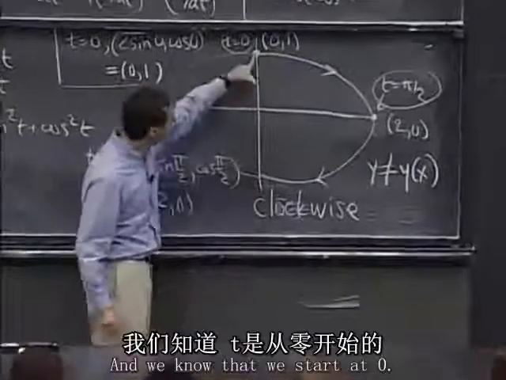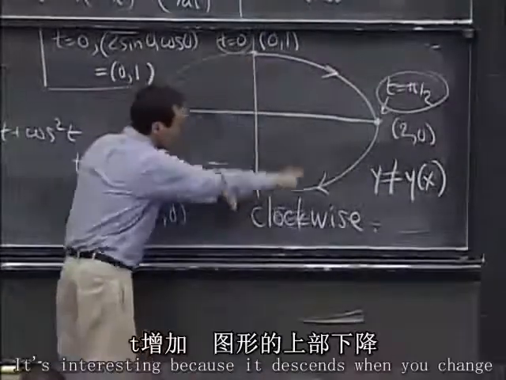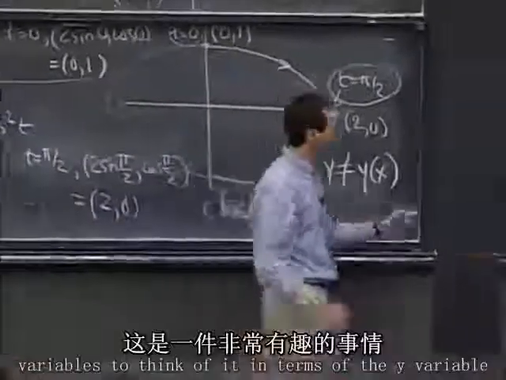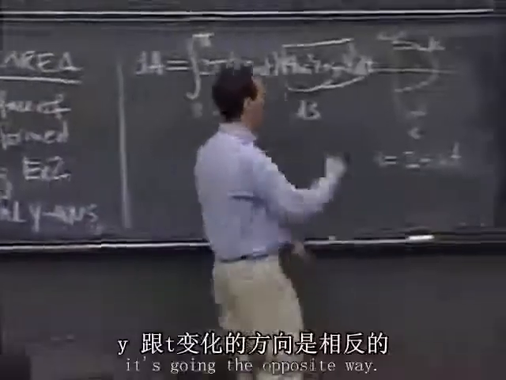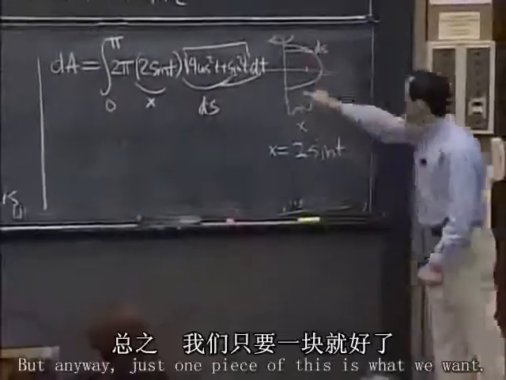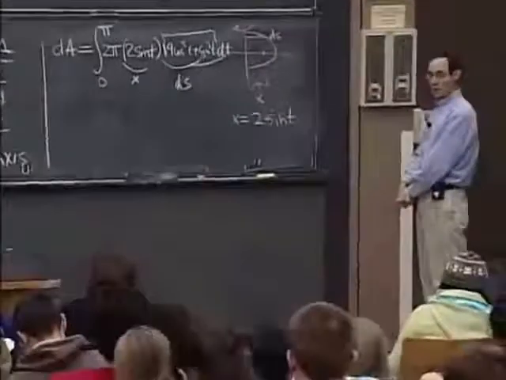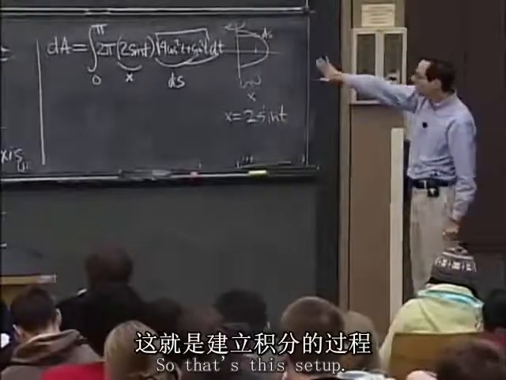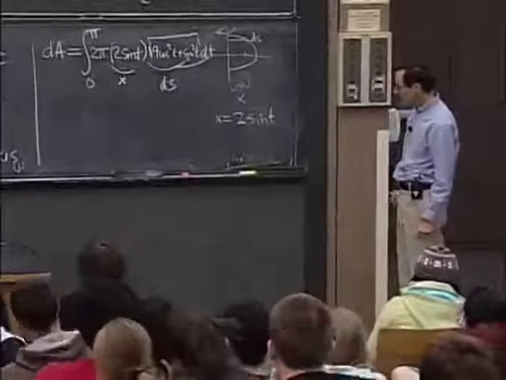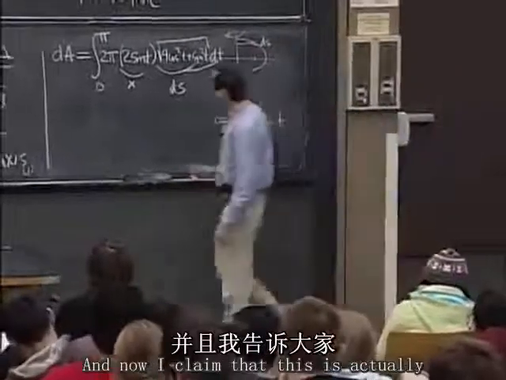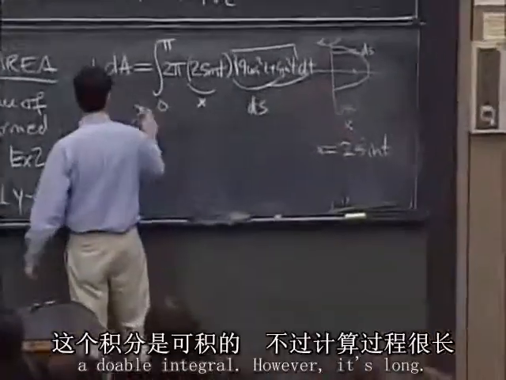And we know that we start at 0. It's interesting because it descends. When you change variables to think of it in terms of the y variable, it's going the opposite way. But anyway, just one piece of this is what we want. All right? So that's the setup. And now I claim that this is actually a doable integral.